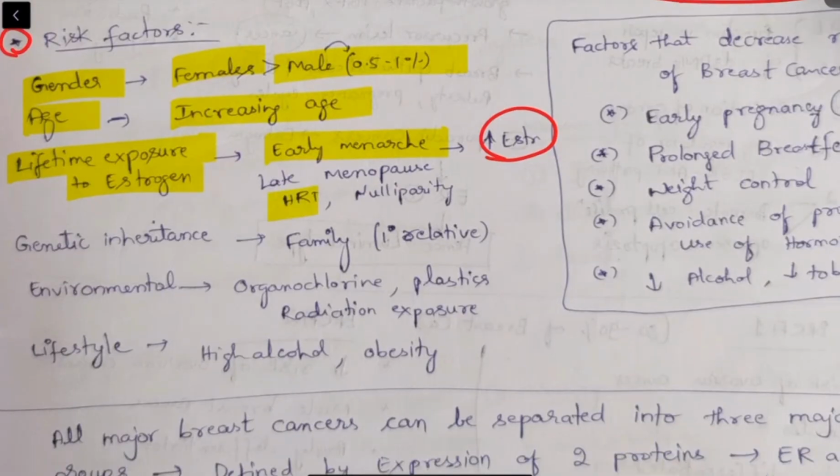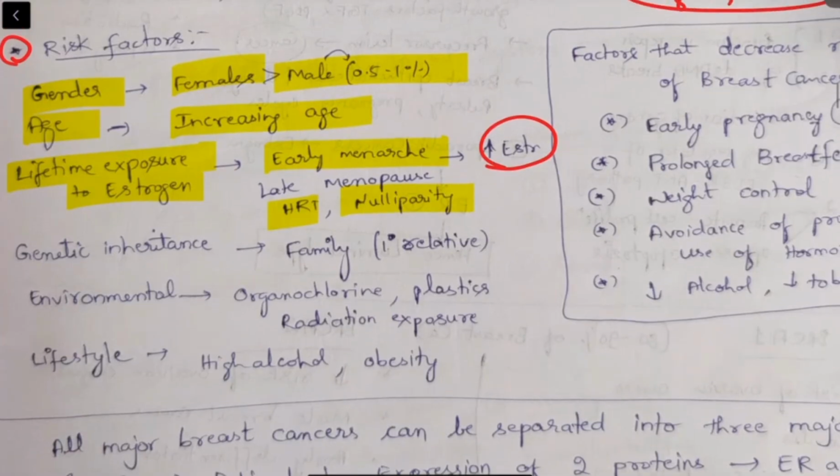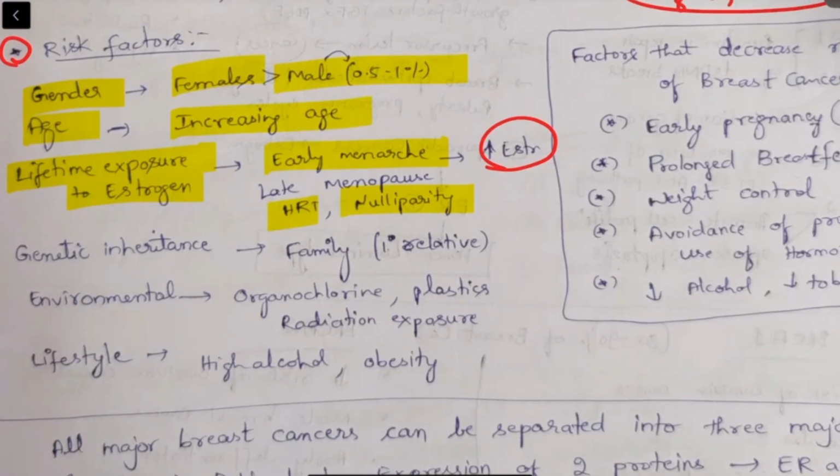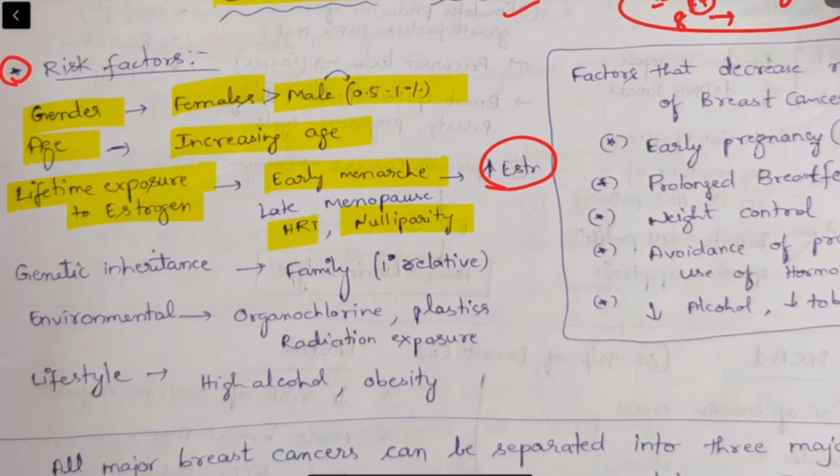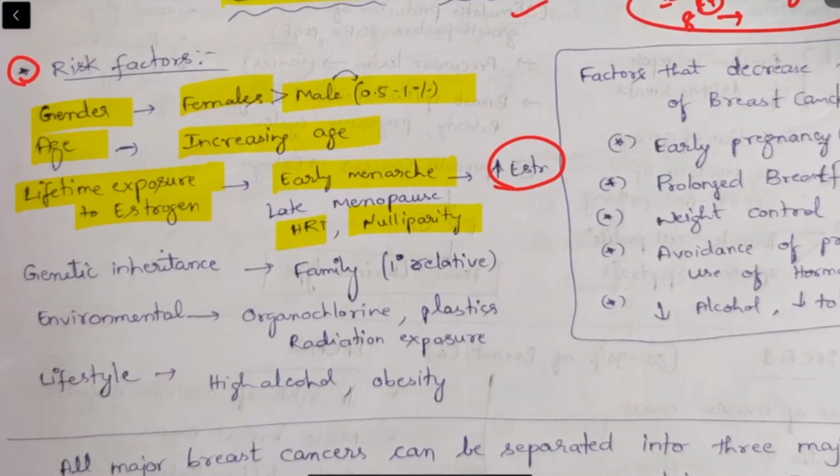And then if she has taken hormone replacement therapy, or if she is nulliparous, because in pregnancy there is a 9-month gap where estrogen will be suppressed and progesterone will be more. Again it is just like a gap for ovulation and all, so there will be less chance of development of breast cancer. So if she is nulliparous, she hasn't had that gap, she has been ovulating and menstruating continuously. For that reason, there will be increased exposure to estrogen, again leading to increased chances of developing breast cancer.